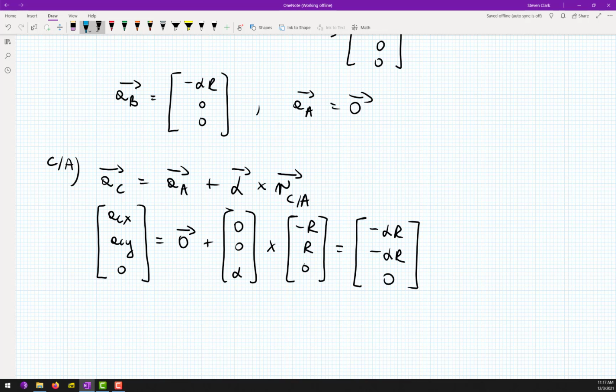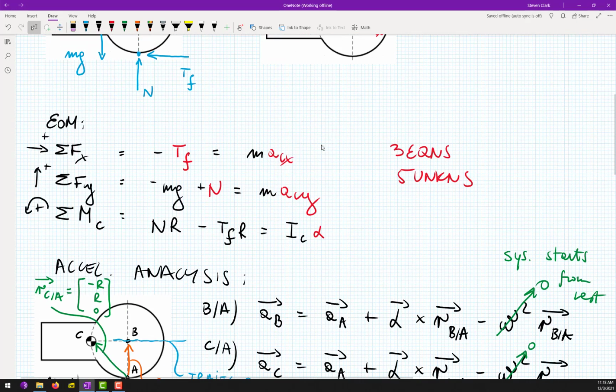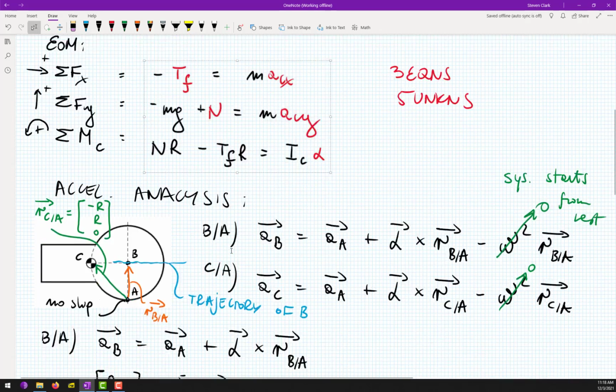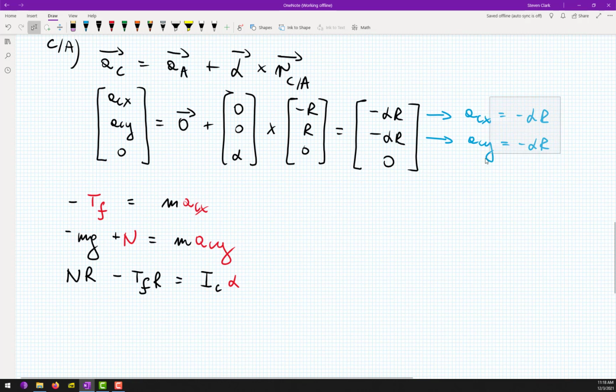Great. So I think that these are two equations we were actually fishing for. ACX is equal to minus alpha R, and ACY is equal to minus alpha R. Yeah, because before we ended up with 3 equations and 5 unknowns, and now we found two additional equations. Yes? So yeah, I don't know. We are probably happy. Okay, so let's recap everything. So let's take these 3 equations, and let's take these 2 equations.